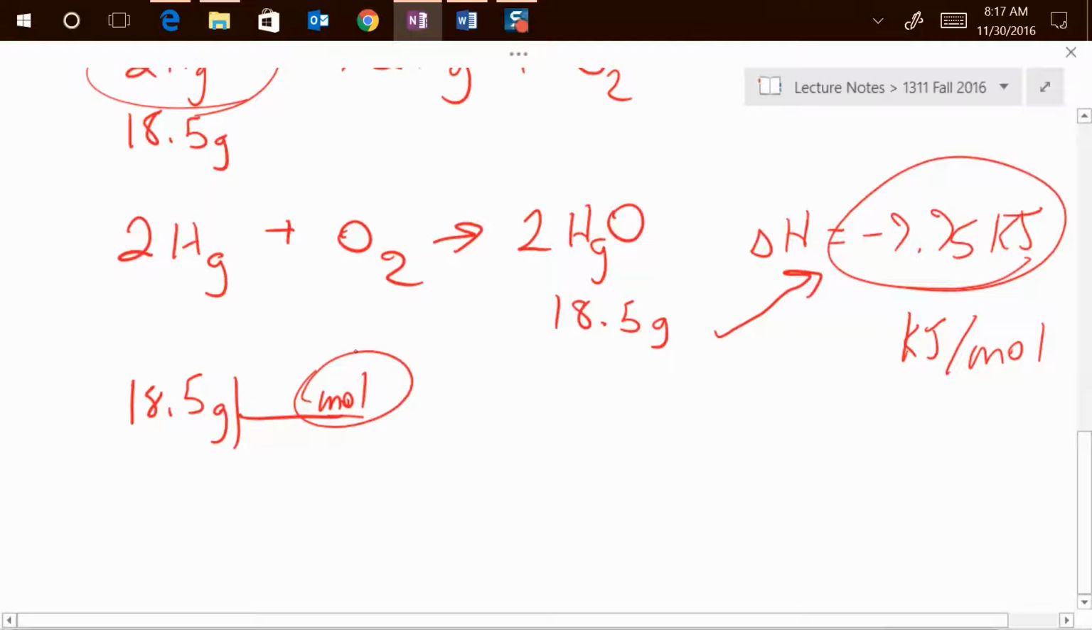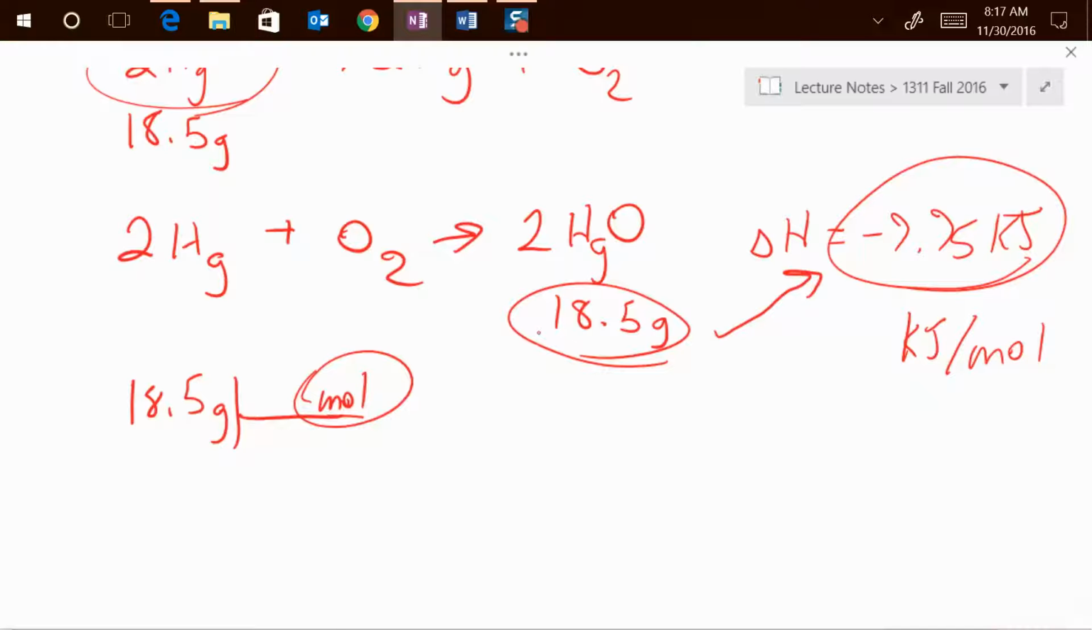That's going to tell me the kilojoules for every 1 mole of this. Okay, any questions so far? If I produce 18.5 grams of mercury oxide, you just convert that to moles so you can find the kilojoules per mole. Okay? So, delta H is formation. I know there's a question on here that deals with delta H of formation.